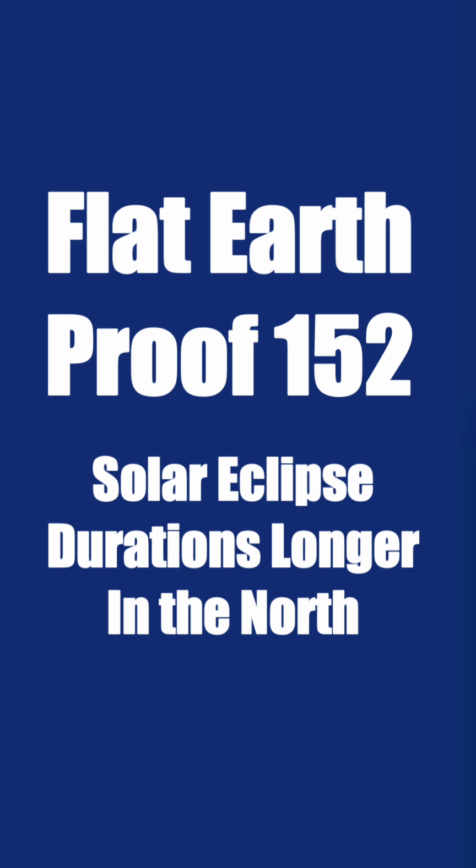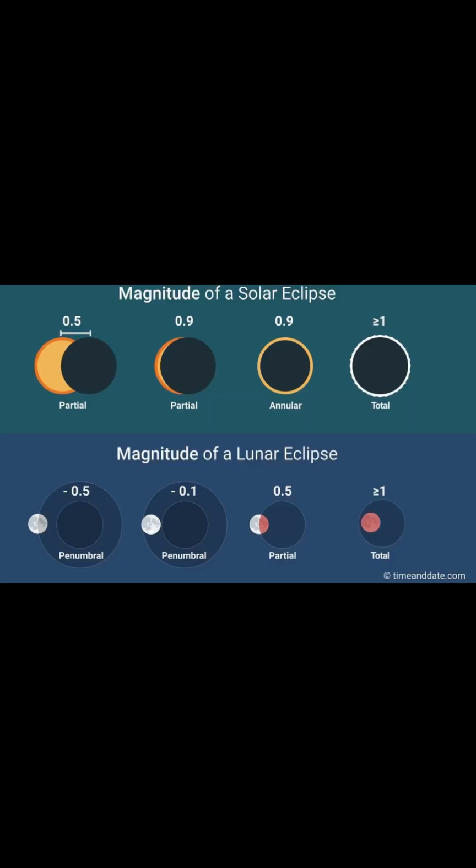In this video, we're going to be looking at eclipse durations in the north and the south and how they compare. Now for this analysis, we're just going to be looking at solar eclipses. This is a quick refresher of the different types of solar eclipses you can have. It's a total eclipse if the overlap is 100%. It's annular if the overlap is between 90 and 100%. And then it's partial if the overlap is between 50% and 90%.